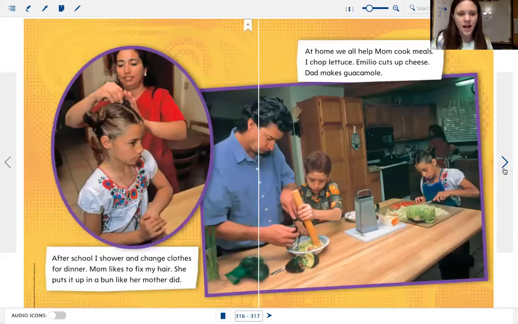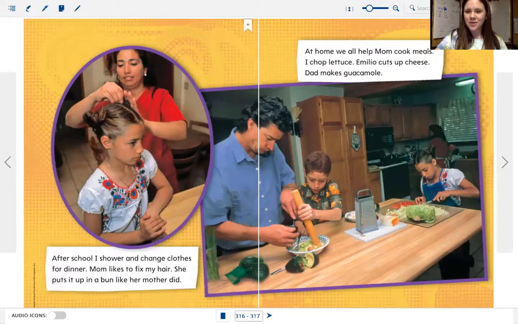After school, I shower and change clothes for dinner. Mom likes to fix my hair. She puts it up in a bun, like her mother did. At home, we all help Mom cook meals. I chop lettuce. Emilio cuts up cheese.